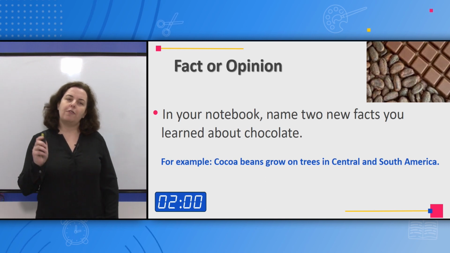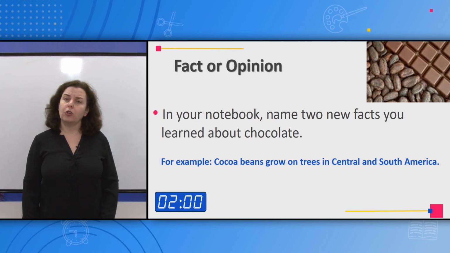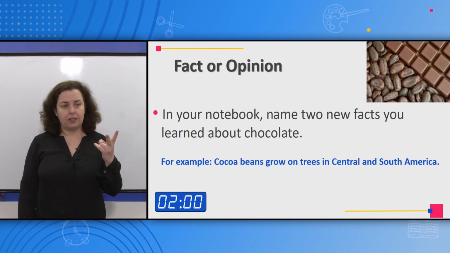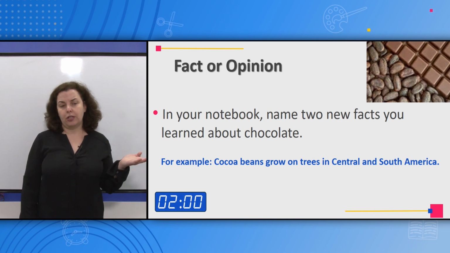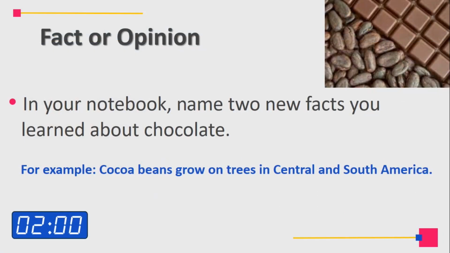Now, facts or opinions. In your notebook for the next few minutes, name 2 new facts you learned about chocolate. For example, cocoa beans grow on trees in Central and South America. What can you write? Name 2 new facts you learned about chocolate. You remember what a fact is? It's not, I love chocolate. Fact, what we just learned from the story. I'll be back in a few minutes.